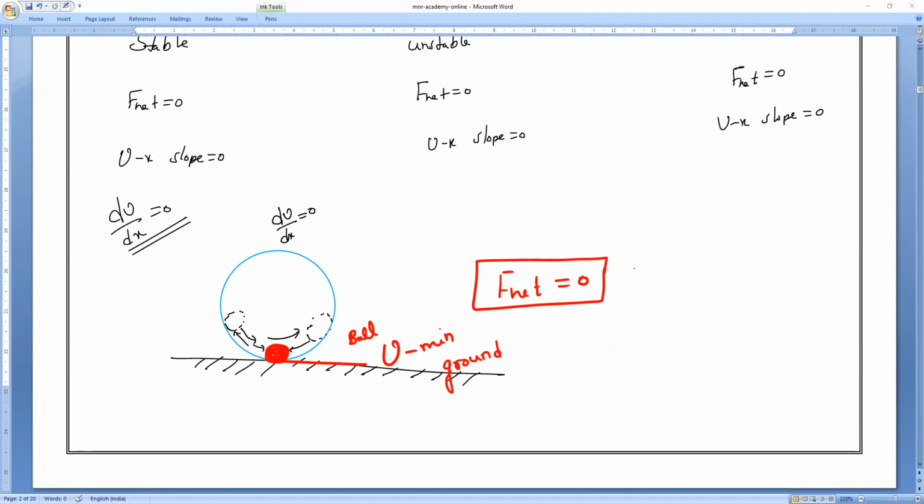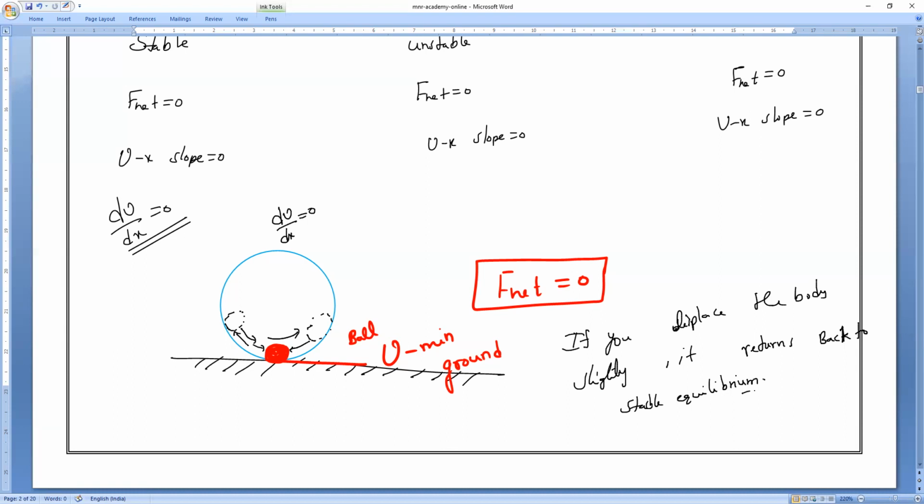That is called stable equilibrium. So please remember, if you disturb or displace the body slightly, it returns back to its position. That is stable equilibrium. Understand? What does stable equilibrium mean? Clear? So now, when can we say stable equilibrium? Very simple.